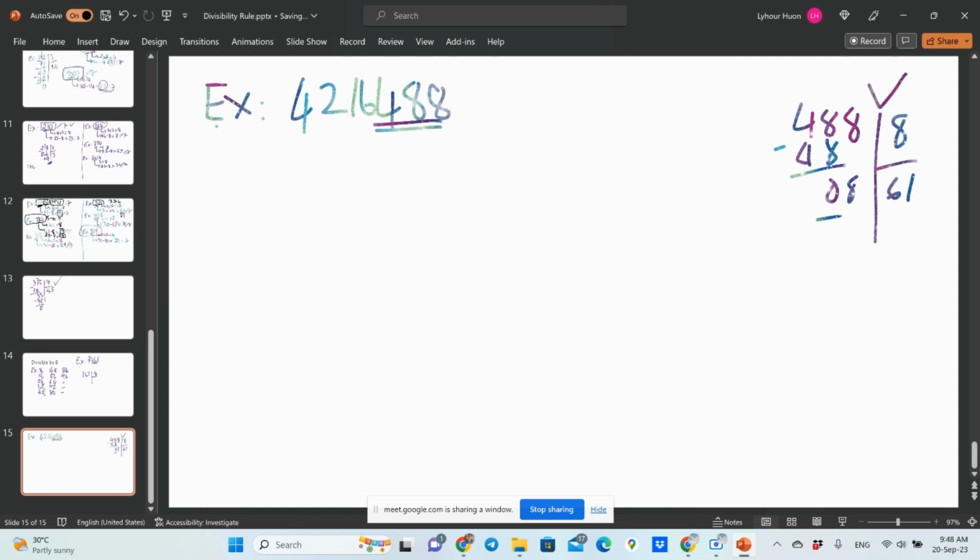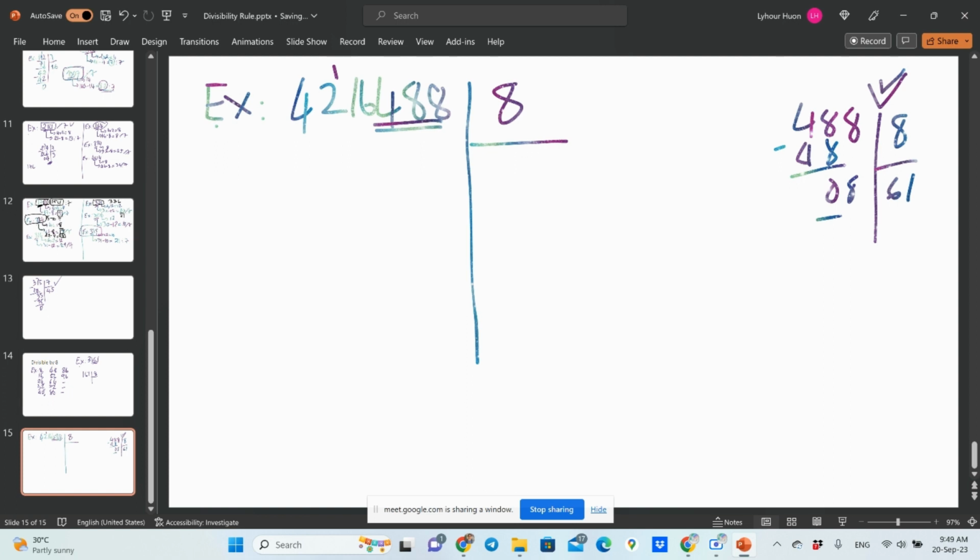This is the checking point, but we want to make sure the rule is correct or not. Now we already checked that this number is divisible by 8 by the rule. Now we check the rule. So the whole number divided by 8, will it be divisible or not? So how many times does 8 go into 42?